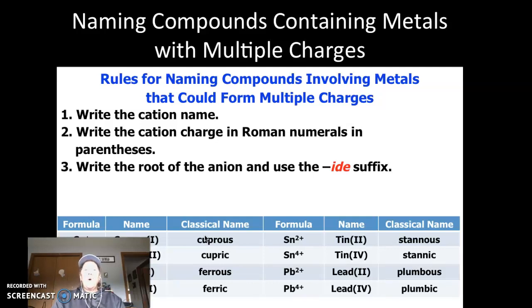They used to have an old way of doing it, like copper 1 was cuprous, and then cupric, and ferrous and ferric. So the lower number was -ous and the higher number was -ic. We don't have to worry about that anymore. And they use the old names too, like ferric and stannous and plumbous. We don't do that. All we do is this. So tin 2, tin 4, lead 2, lead 4. Okay, these are easy to figure out. This not so much. So this is what you have to worry about.